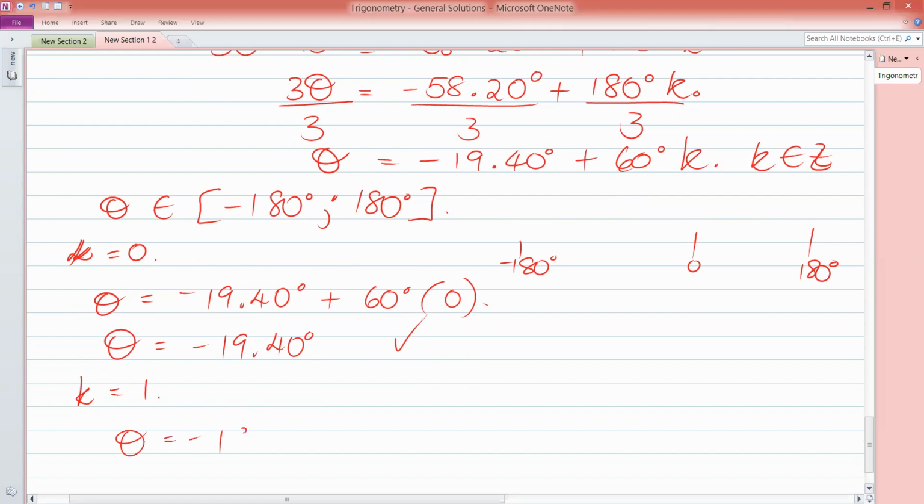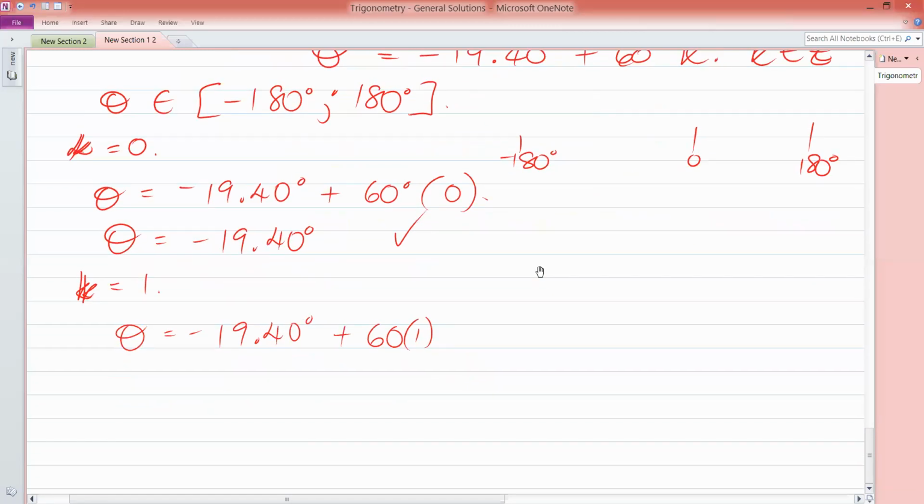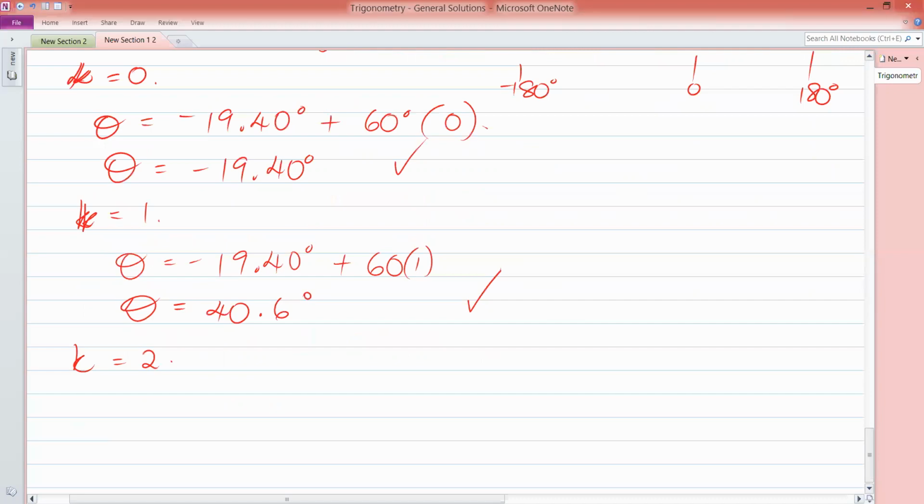Now let us try K is equal to 1. Negative 19,4 plus 60 multiplied by 1. I get theta being equal to 40,6 degrees. Is it within our range? Yes. Okay. Let's try K is equal to 2. So negative 19,4 plus 60 multiplied by 2.